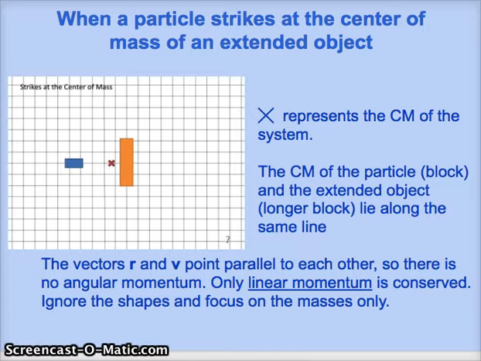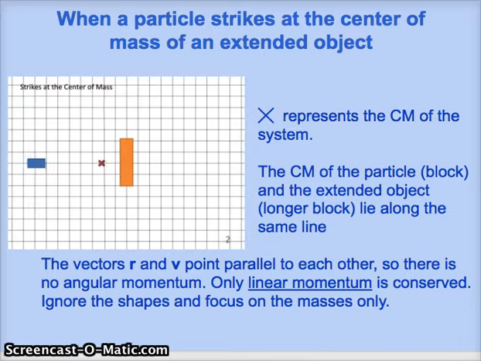So this graphic shows a particle striking an extended object, which is what we're going to be looking at here. A particle that moves and either sticks to or bounces off an extended object. This situation is simpler though. The blue particle is coming right at the center of mass of the orange extended object, and so there is no rotation that results.